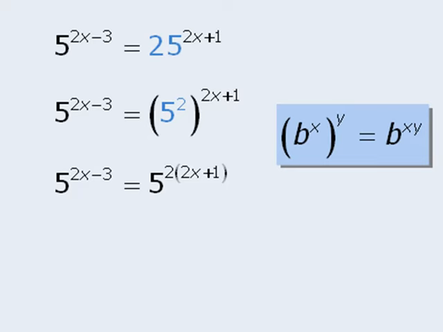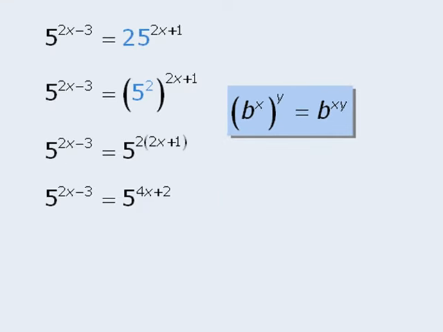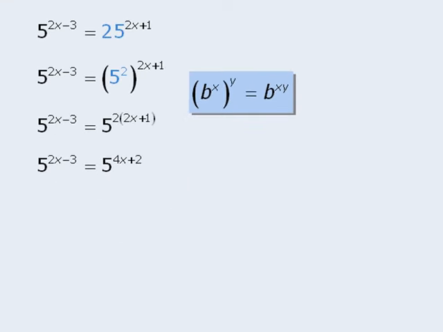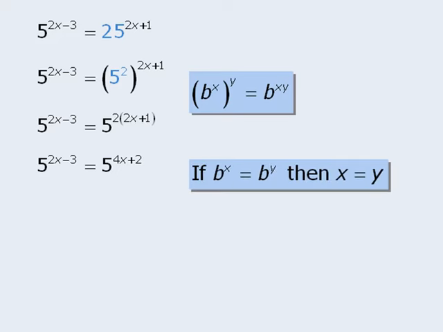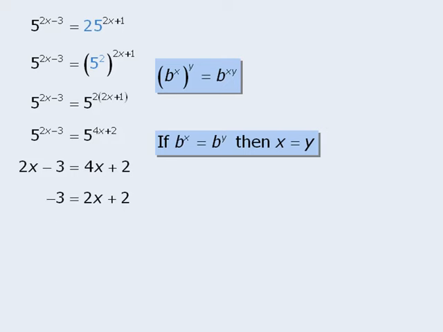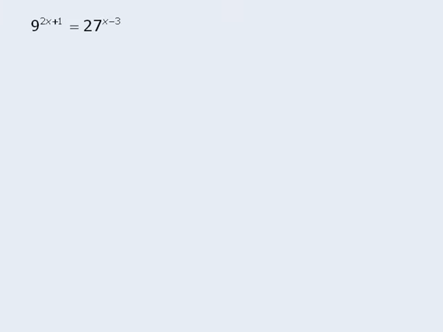We can now expand the exponent on the right-hand side, and now that our bases are equal, we can apply our rule here to see that the exponents must be equal. To solve this equation for x, we'll first subtract 2x from both sides, then subtract 2 from both sides, and then divide both sides by 2 to get x equals negative 5 halves. Okay, let's try one more equation.